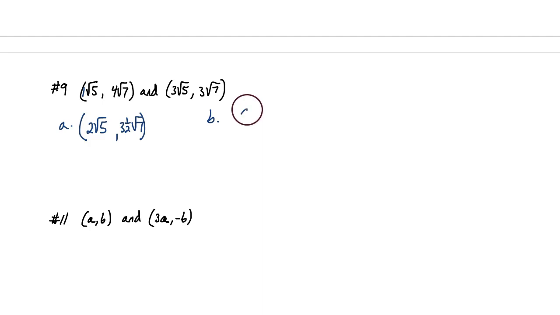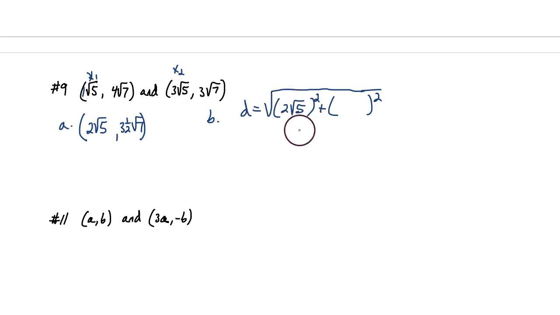Now let's get our distance. The formula involves a square root. The formula involves working with the x coordinates and squaring it, and working with the y coordinates and squaring it. Now what do you do with the two x coordinates in the formula? You remember how it says x2 minus x1? Well, here's our x2. Here's our x1. Let's try to subtract them mentally. 3 square root of 5 minus 1 square root of 5 makes 2 square root of 5.